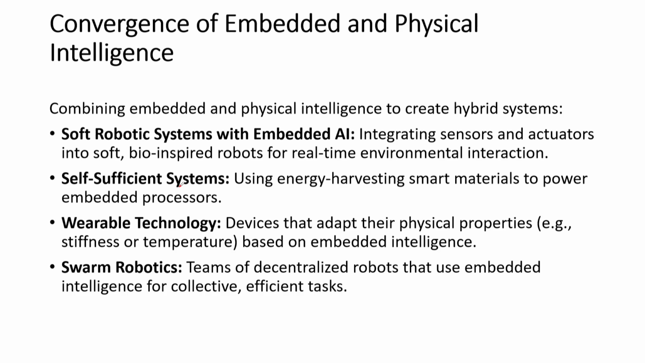For example, one example of such a hybrid system is the soft robotic system with embedded AI, such that the two fields merge. So, you have integrating sensors and actuators into soft bio-inspired robots for real time environmental interaction.